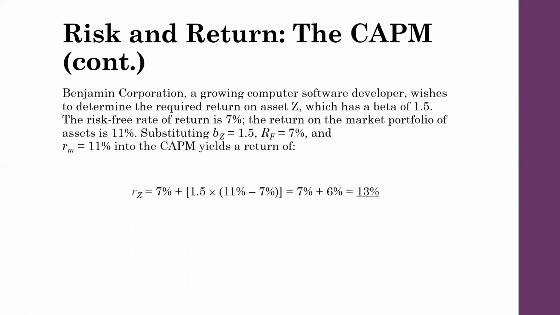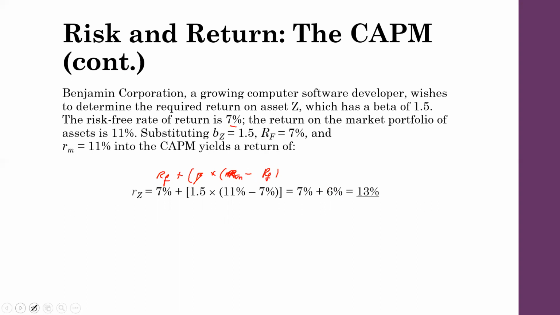So let's look at this example. Benjamin Corporation, a growing computer software developer, wishes to determine the required rate of return on asset Z, which has a beta of 1.5. The risk-free rate of return is 7%. The return on the market portfolio of assets is 11%. So now we substitute using the CAPM. Here the risk-free rate is 7% plus the beta times the market rate minus the risk-free rate. So it gives us 13%.